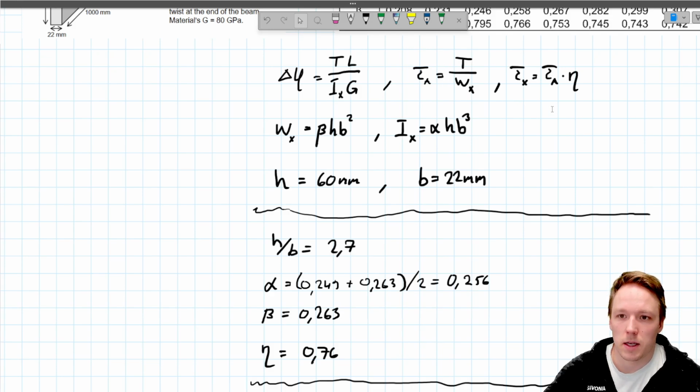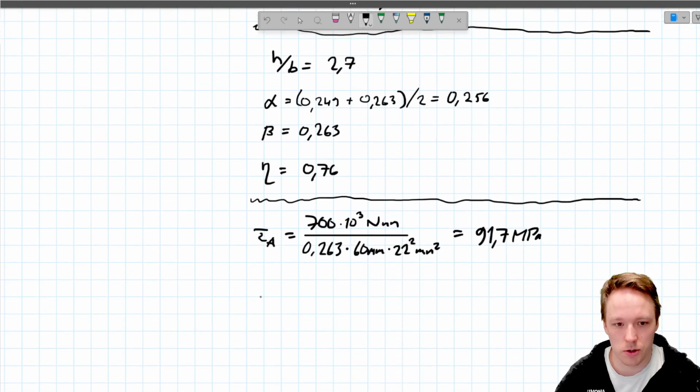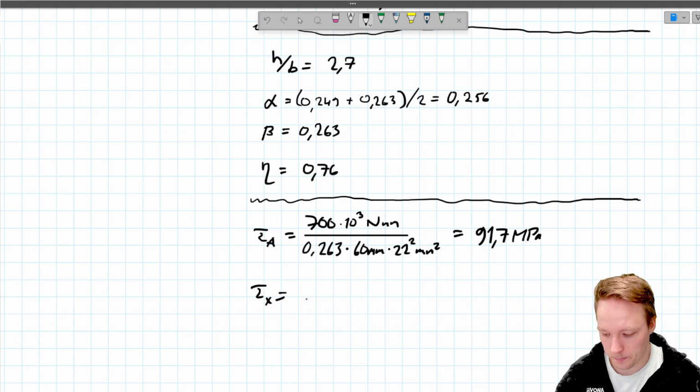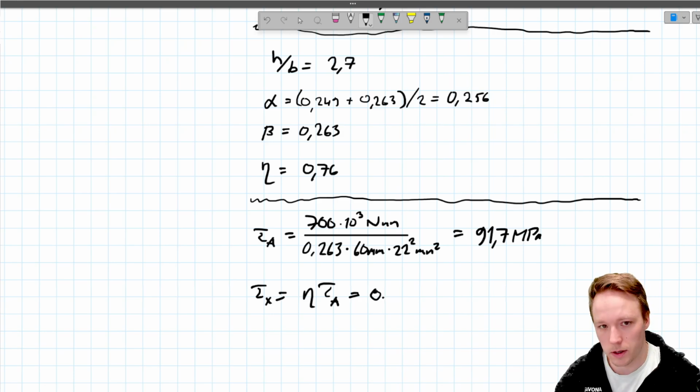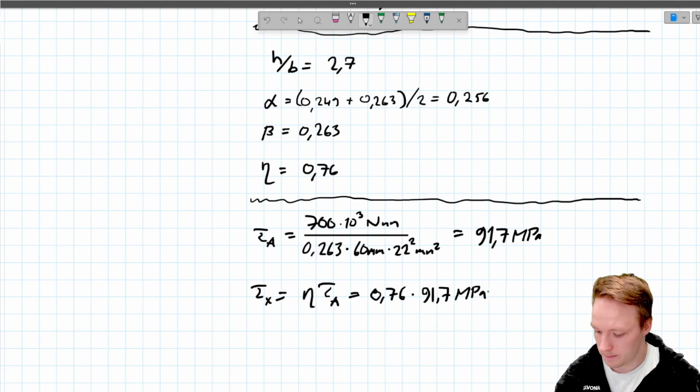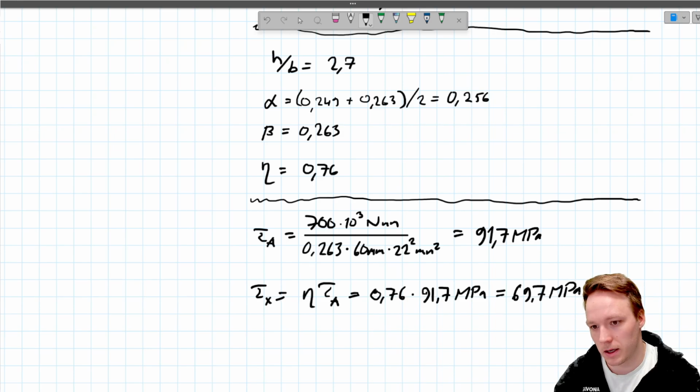Then, using this equation and the eta value, we can calculate the shear stress at location x. Tau x is eta times tau A, and that will be 0.76 multiplied by 91.7 megapascals, and this will give us a value of 69.7 megapascals. And finally, we are going to calculate one more thing.